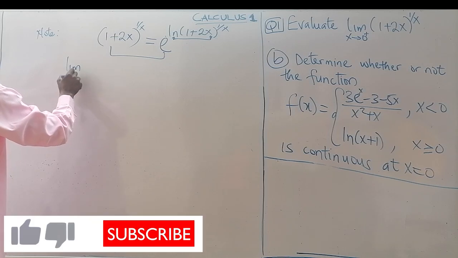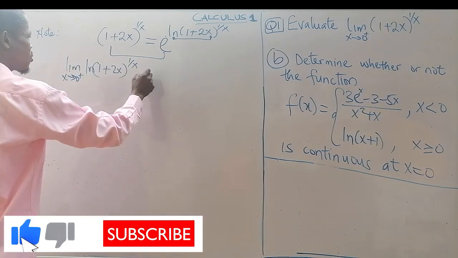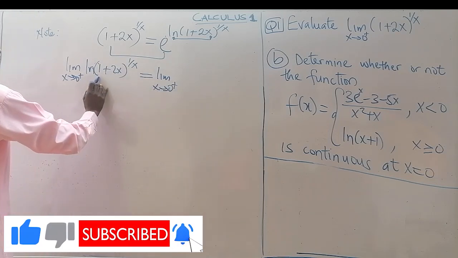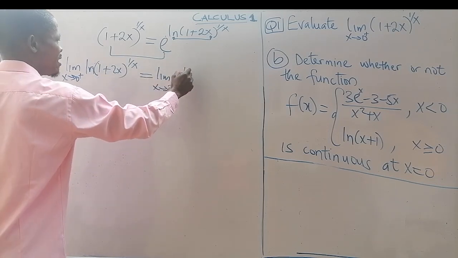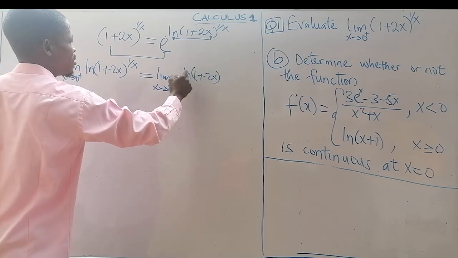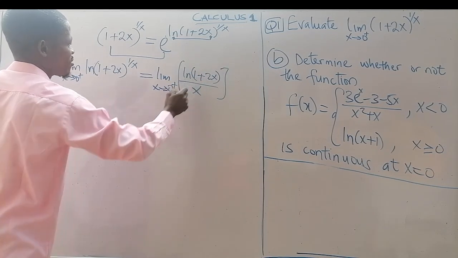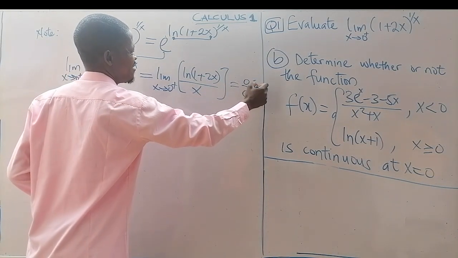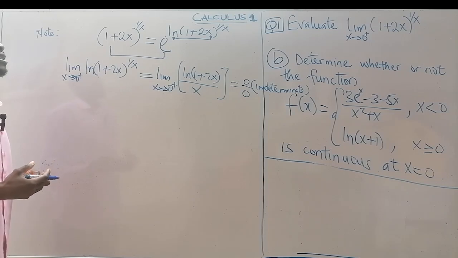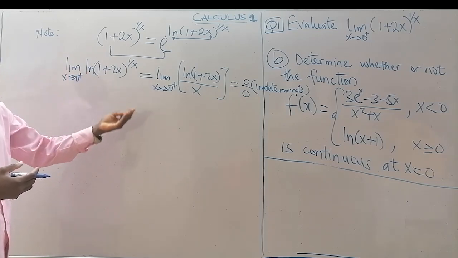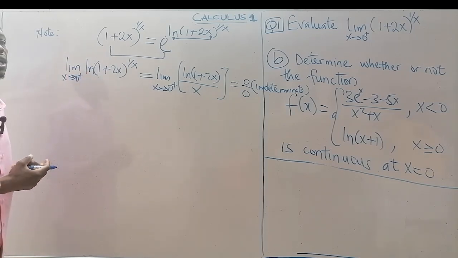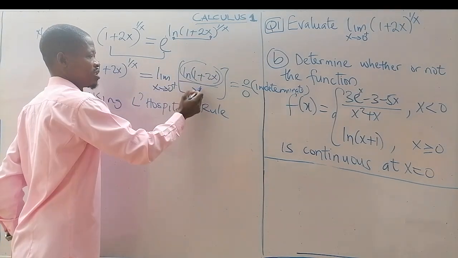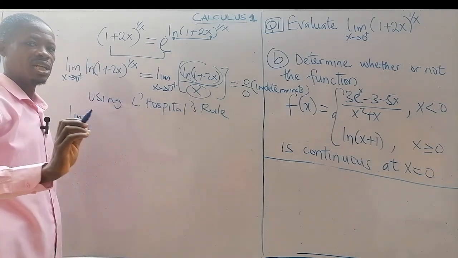Then the limit as x tends to 0 positive will be equal to the limit as x tends to 0 positive, if you apply your logarithm rule, of ln(1 + 2x) all over x. Next thing to do now, direct substitution, you have what? It is indeterminate. And in that case, when you have 0 over 0 or infinity over infinity, then you apply L'Hopital rule. In L'Hopital rule, you are going to differentiate the numerator, differentiate the denominator individually.